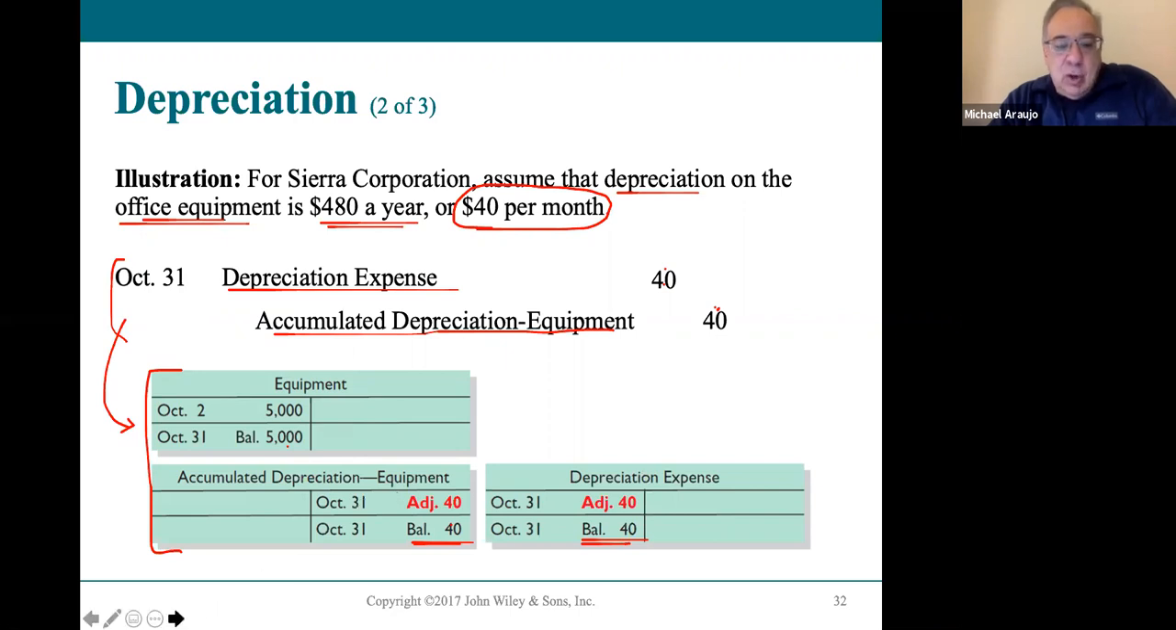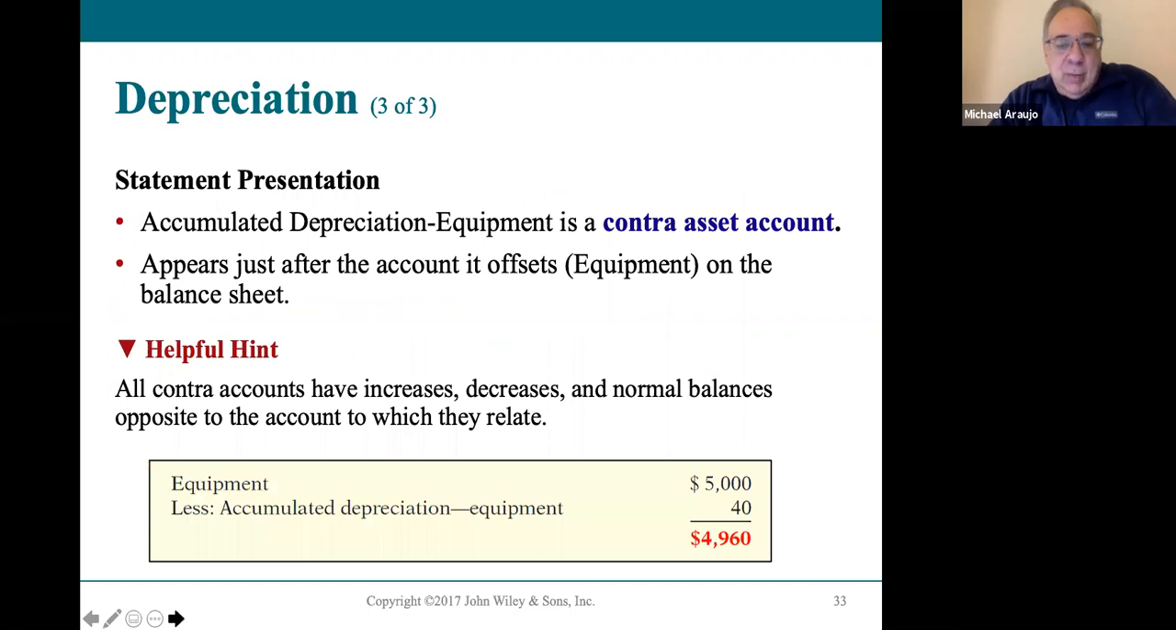What you and I know about accumulated depreciation, we'll know a lot more in the future, but it is considered an asset account because it's put right underneath equipment. However, asset accounts have debit balances. Accumulated depreciation has a credit balance. And so it's dubbed a contra asset. Any type of account that's a contra account is an account with an opposite normal balance to the other accounts. So all assets have debit balances, but a contra asset has a credit balance.